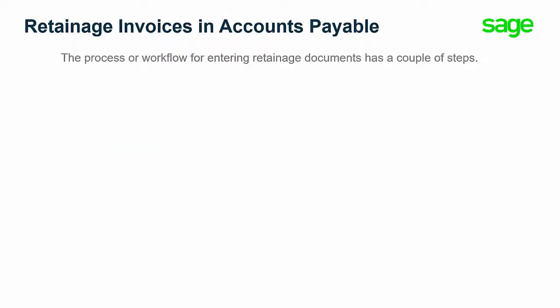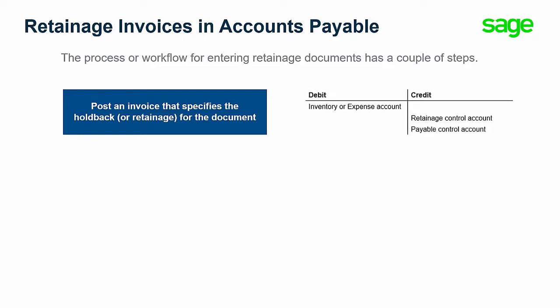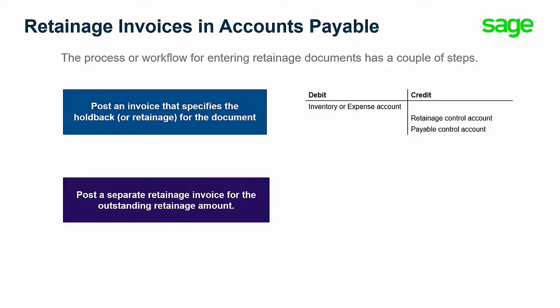The process or workflow for entering retainage documents has a couple of steps. First, we post an invoice, or debit note or credit note, that specifies the holdback or retainage for the document. When this transaction is posted, the inventory or expense account is debited while the retainage control and the payable control accounts are credited.